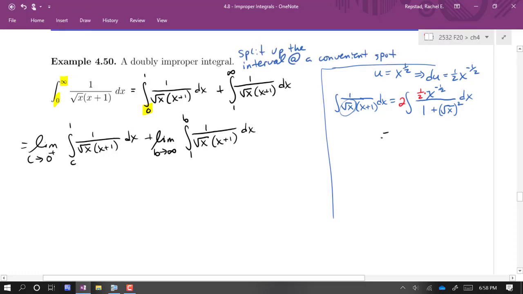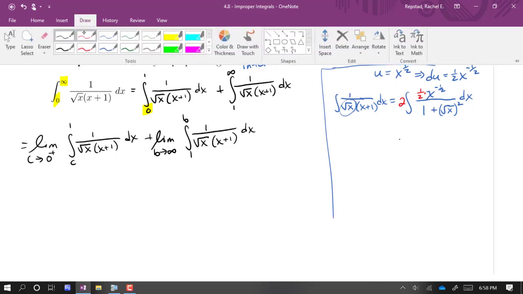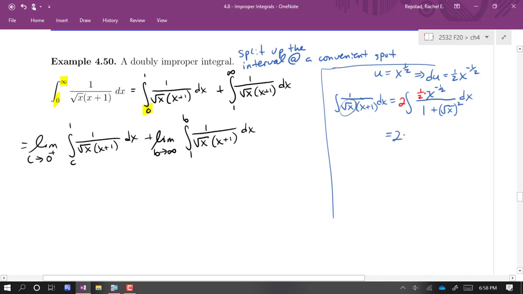Now I'm going to rewrite this with u's. So up top we have du. On the bottom we have 1 plus u squared. So maybe that form is looking a little bit familiar. This is the arctan form. So this result is just arctan u, or 2 times arctan u. And for us that's 2 times arctan of root x plus a constant.